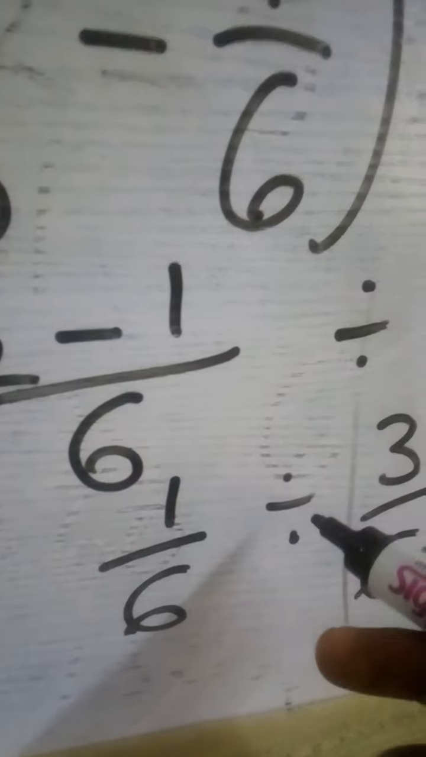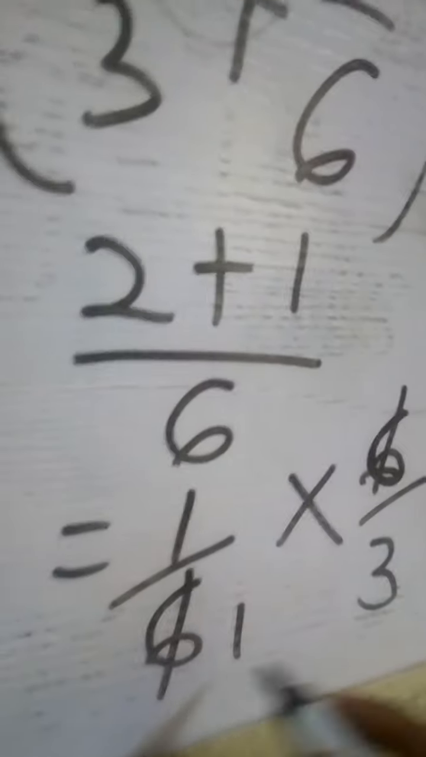So here, we talk about changing this division sign to multiplication sign. So we have 1 over 6 times 6 over 3. This is 6 over 3. So we can say 6 here, 1, 6 here, 1. So what is the answer? 1 times 1 is 1. Then 1 times 3 is 3. So your final answer is 1 over 3.